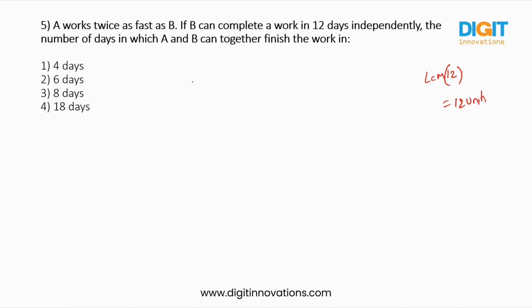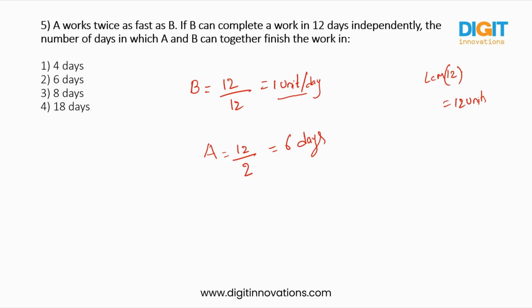This is the thing you got. And when it comes to B, B is completing 12 units in 12 days. That means in a single day, he was completing 1 unit. Okay, this is the thing. And A works twice as fast as B. That means if B completes 1 unit in a day, A will complete double of it, and that means 2 units. So in a single day, he was completing 2 units. That means he is going to take 6 days.